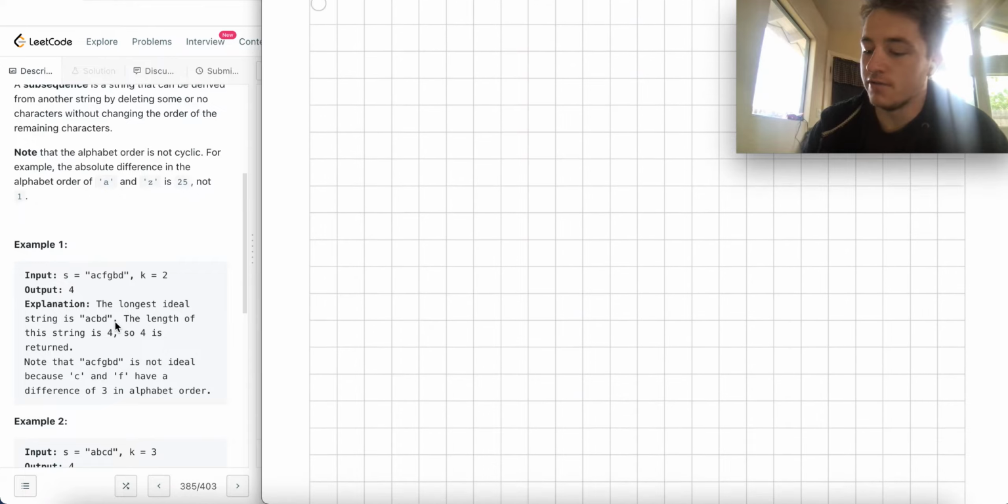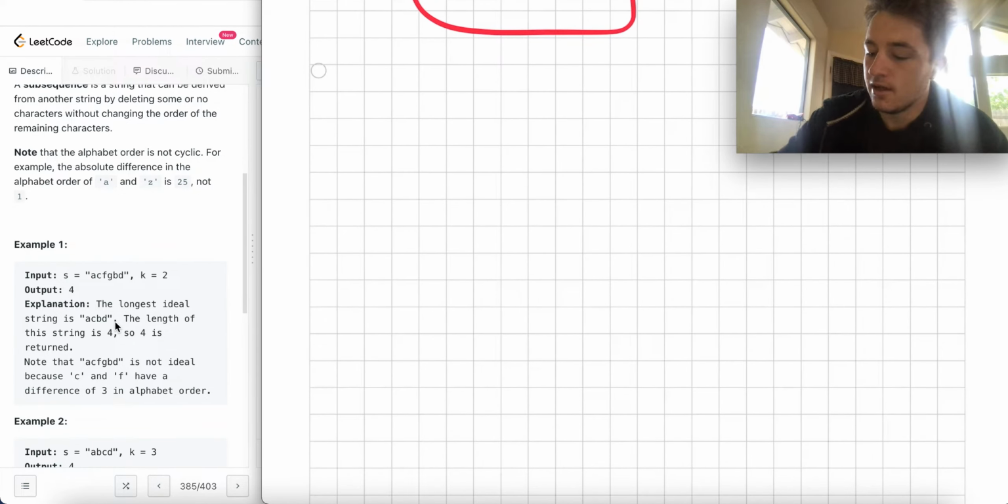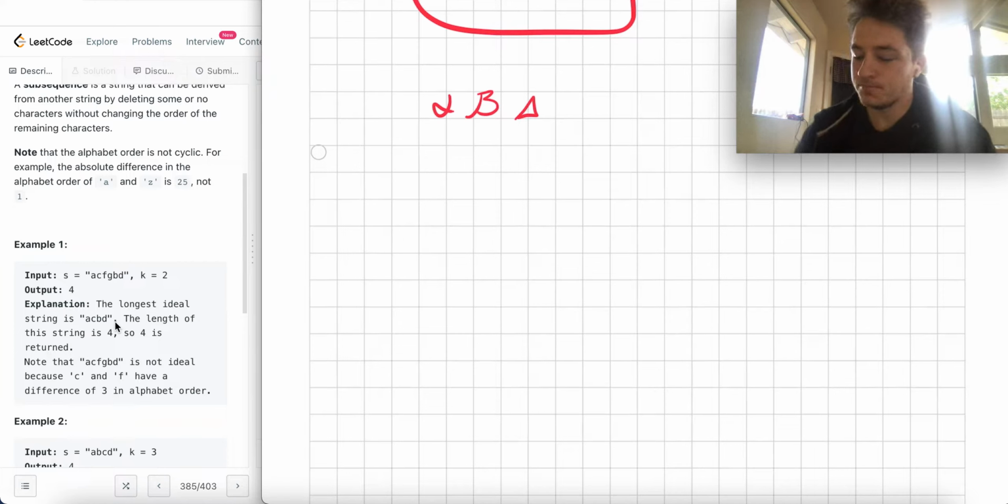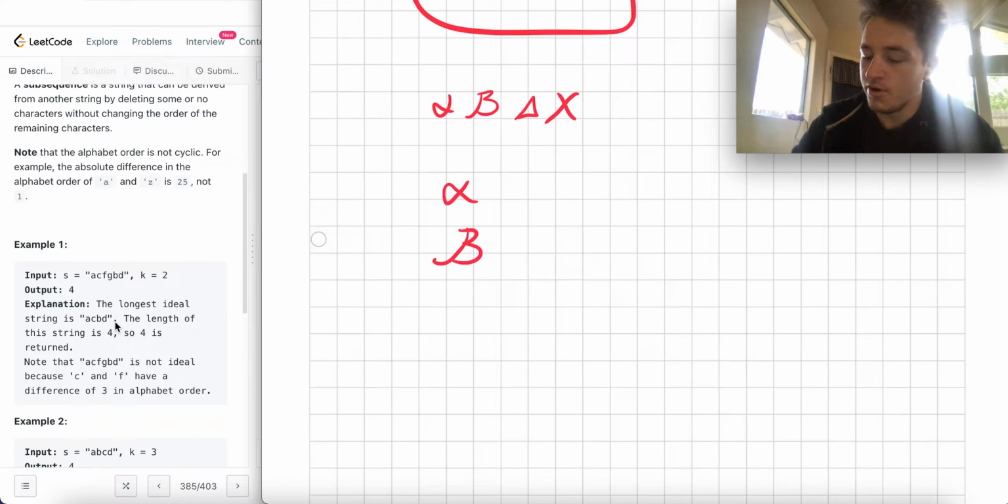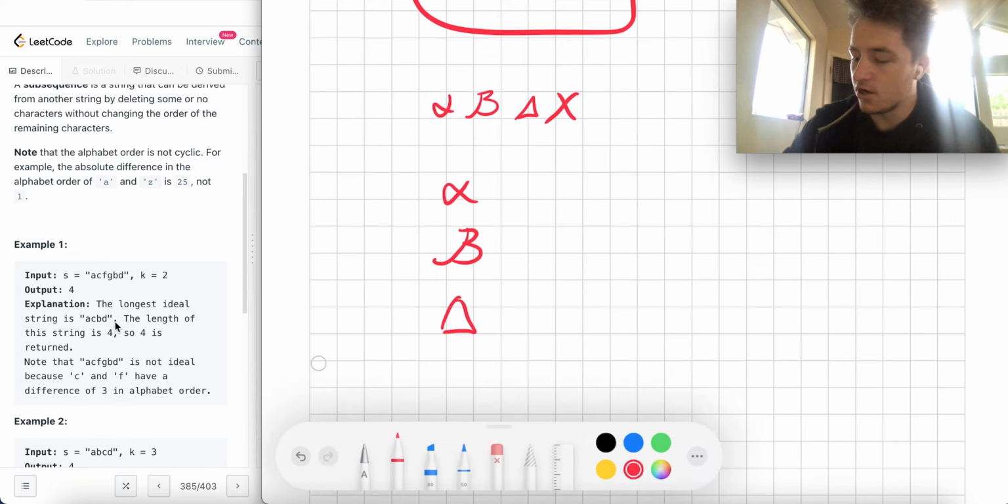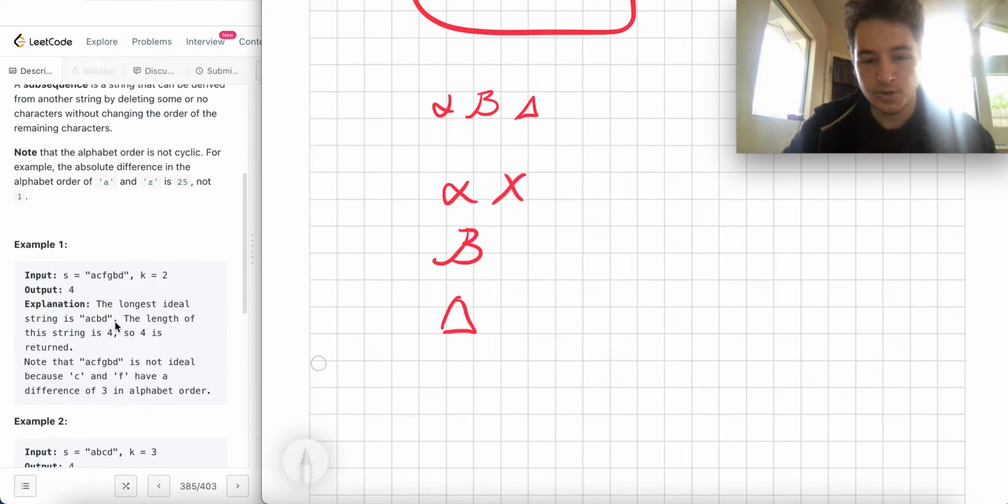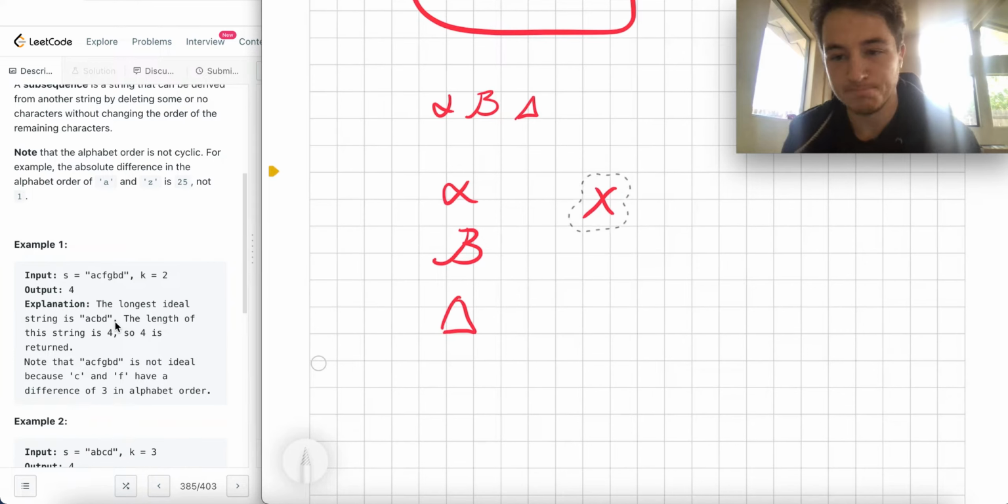Imagine you had these three letters, like epsilon, beta, delta, I don't know, and then this last letter X. Imagine that each of these were their own individual sequences. When you try to find where X can go, you have to check: can X be added to this subsequence? Can X be added to this subsequence? Can X be added to this subsequence? So you can see how this takes n squared time.